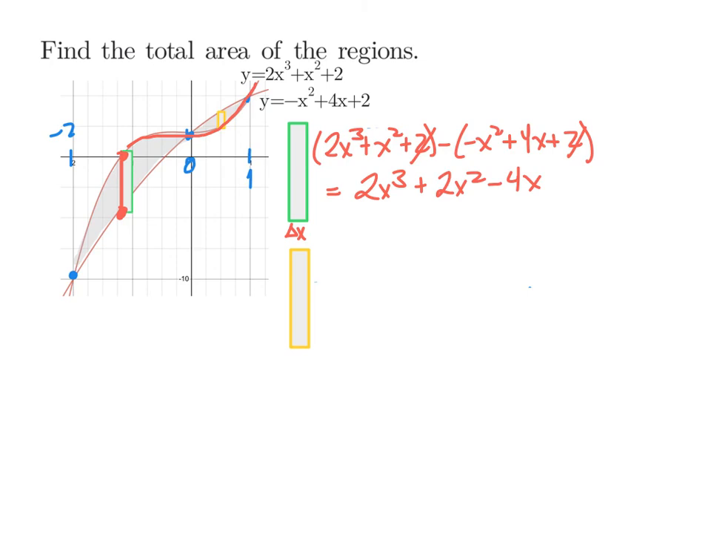Now, when we look to the other representative rectangle that we have here, the base of this rectangle is also a change in x. But when we're looking towards the height of that rectangle, we recognize that the two functions got flipped around. Now the larger curve is the negative x squared plus 4x plus 2. And the smaller curve is the cubic 2x cubed plus x squared plus 2. So we go to simplifying it, and we recognize that we just switch the order of subtraction. So our difference is going to be the opposite of what was above.